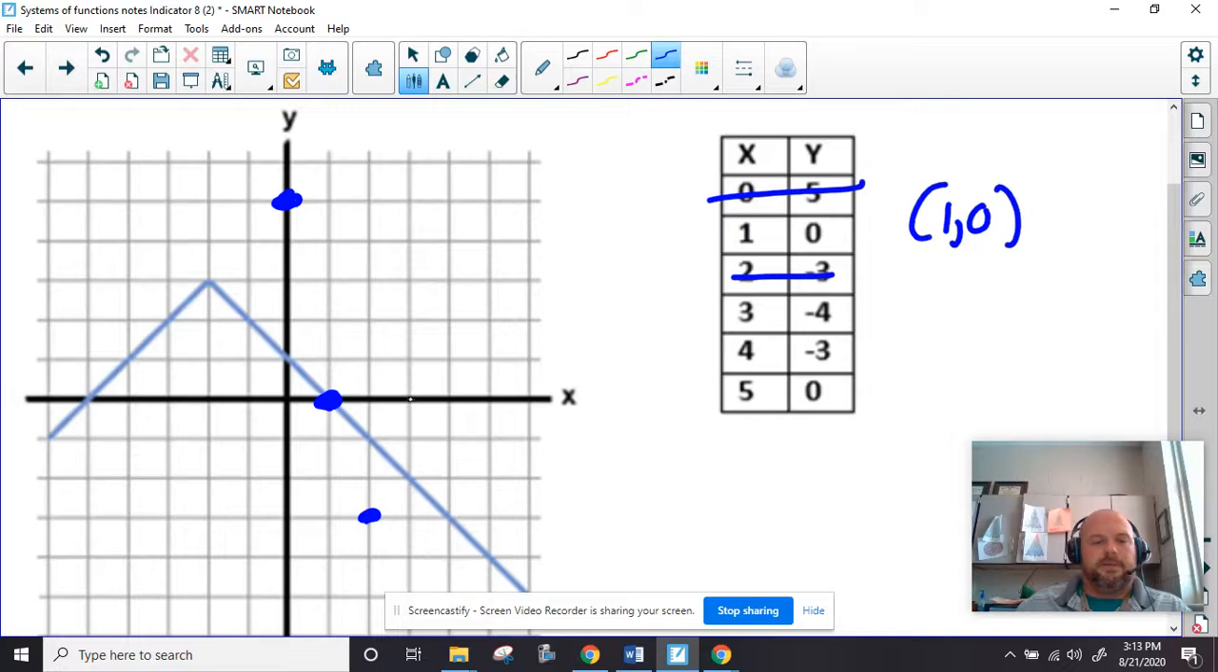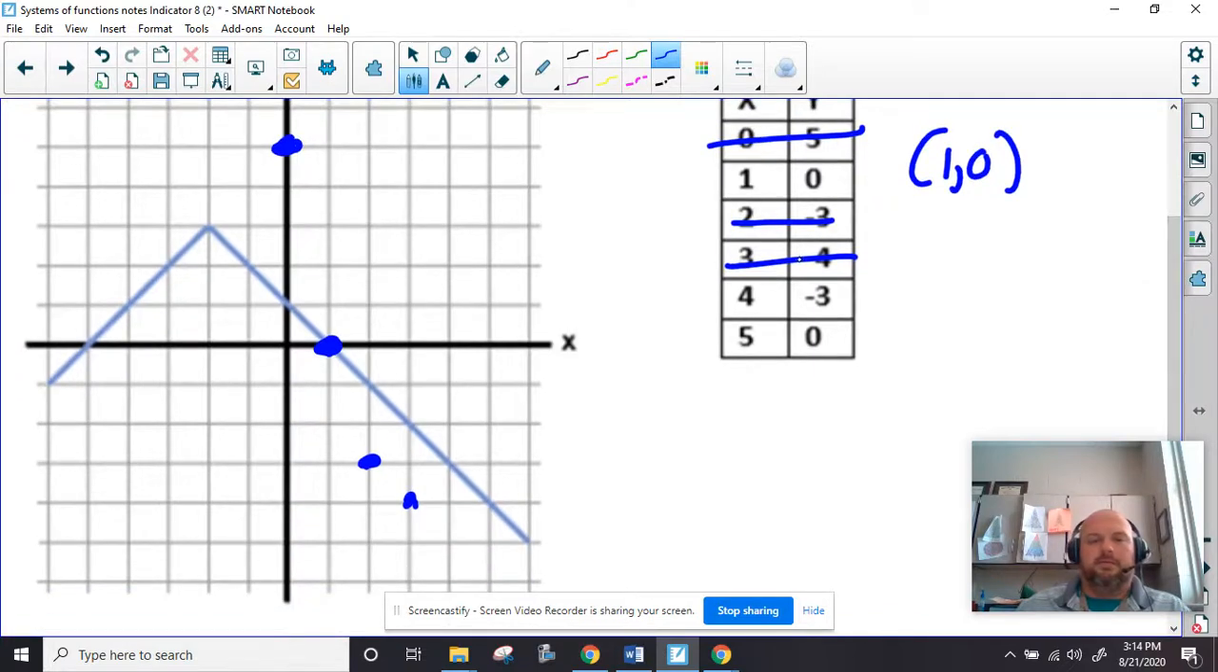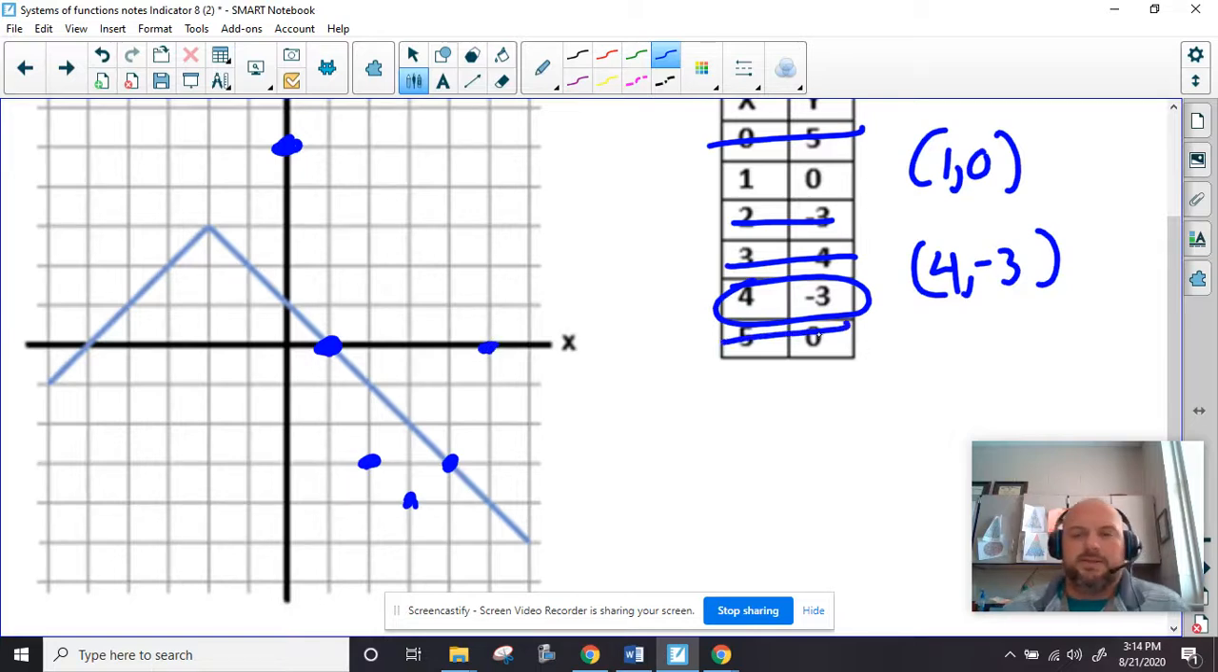3, -4. So this is 3, 1, 2, 3, 4. Another miss. All right. 4, -3. This is 1, 2, 3, 4. Down 1, 2, 3. Aha! A hit. And 5, 0 is right here. So where we plotted those points, that's actually where it would hit.